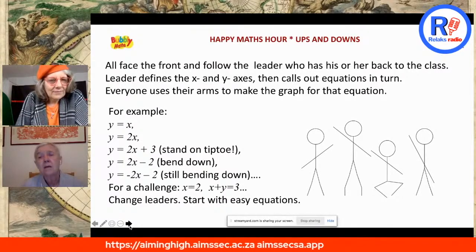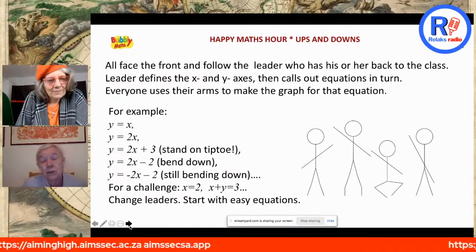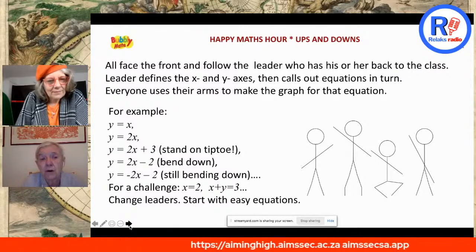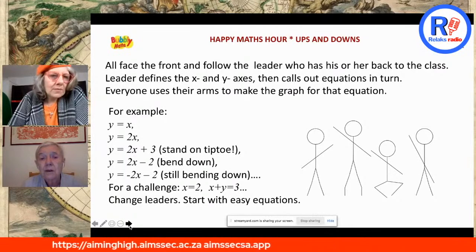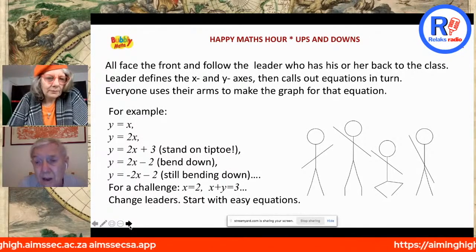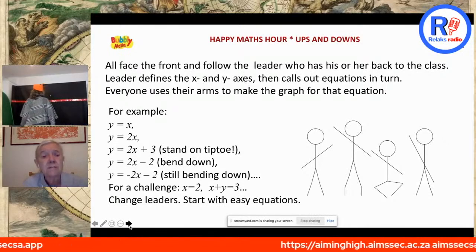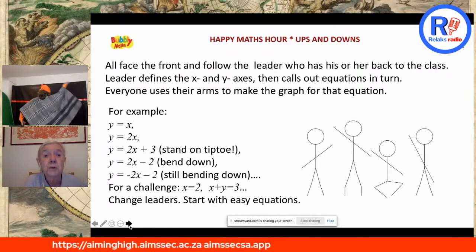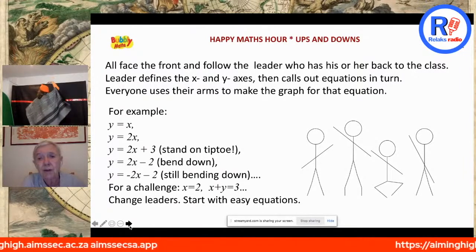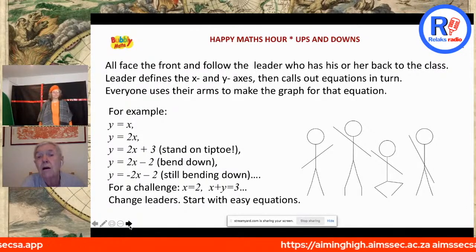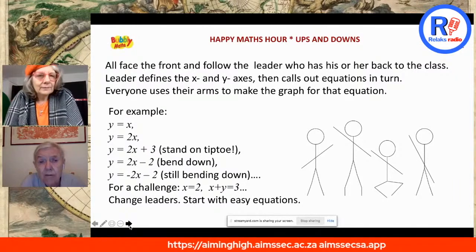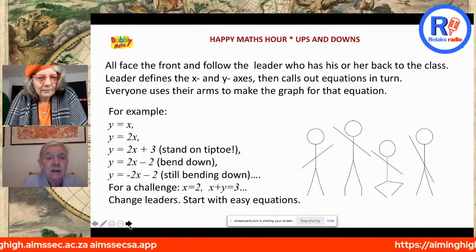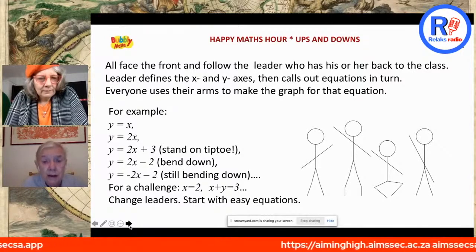This is all done by copying the leader, the teacher, or the teacher can ask somebody else to lead, and making the graphs with your arms. So at the front, the leader has his or her back to the class so that everybody is doing exactly what the leader is doing. Everybody's looking in the same direction, including the leader. And the leader calls out the equations in turn, and everyone uses their arms to make the graph for that equation. Now, what I've written down here on this slide is some equations of straight lines.